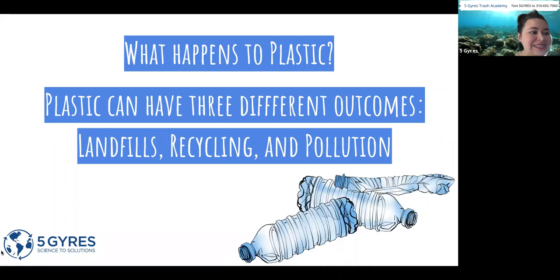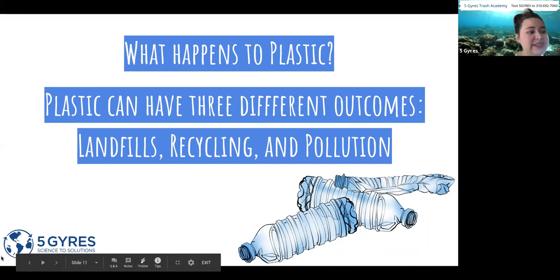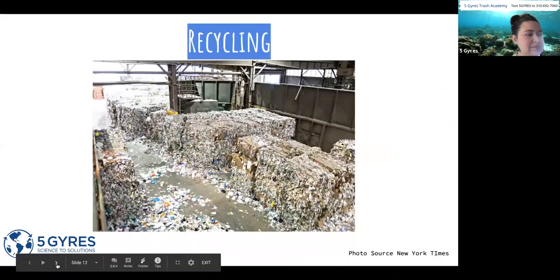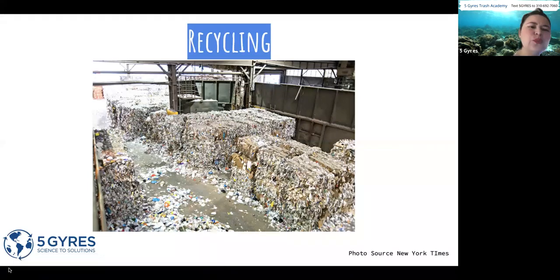So what happens to that plastic item when we're all done using it? There are 3 possible routes that a plastic item can take once it has been used. Let's take a closer look at these 3 possible outcomes: landfills, recycling, and pollution. Let's start with pollution, since this is where most people think that their plastic is going.